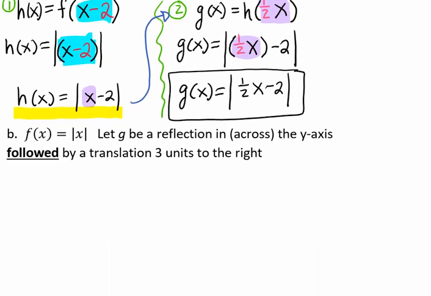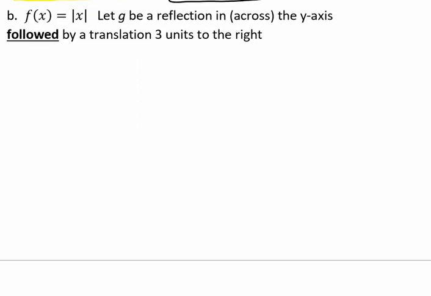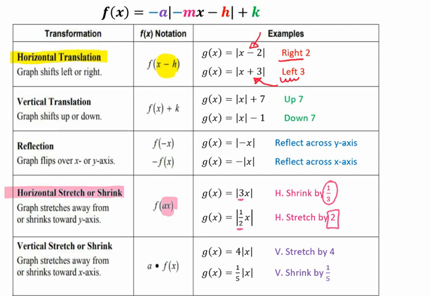In part B, we're told that f of x equals the absolute value of x. And it says let g be a reflection across the y-axis, followed by, which means we're going to be doing 2 steps again, a translation 3 units to our right. Now we remember that when we have a translation to our right, we're really going to be seeing a minus sign. But what about a reflection? What does that do? Well, let's go take a look.